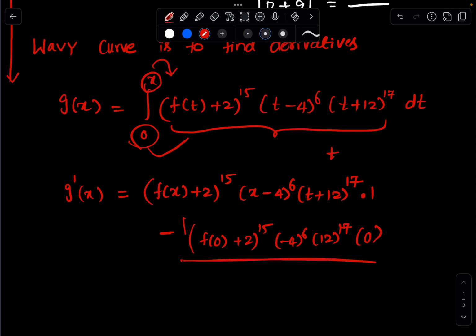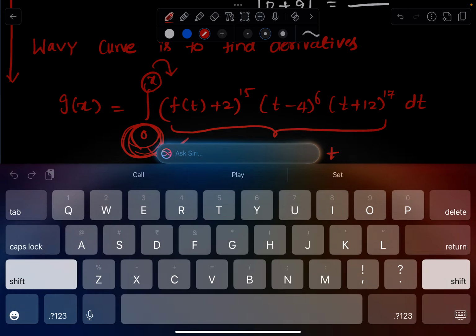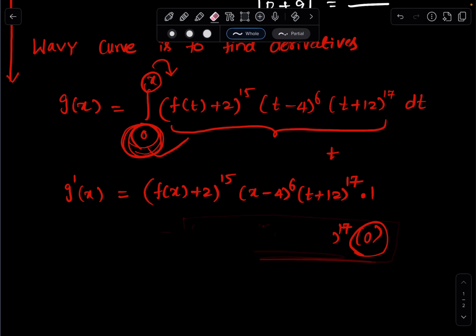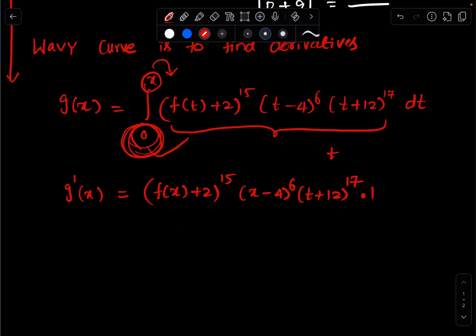So I wrote this just to give you an idea that if there is another function, let us say root x here, you have to put root x and then multiply it with the derivative of root x. Understand? So now this is our g dash of x.